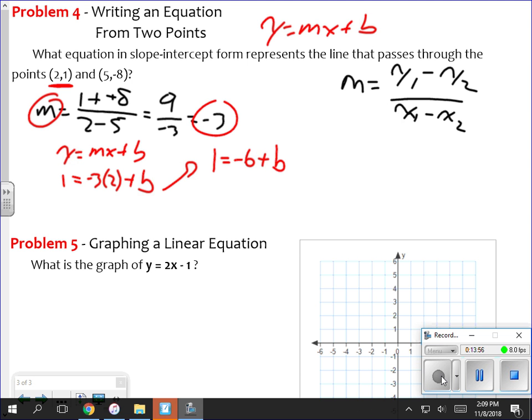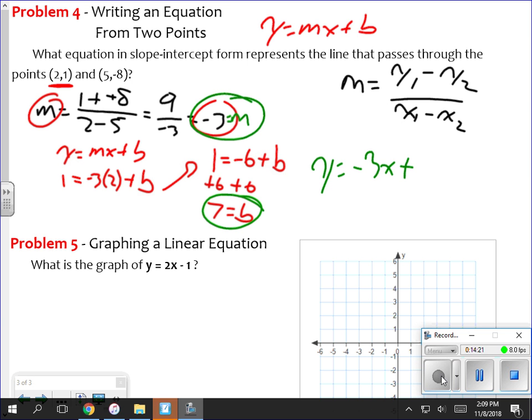How do I solve for b? I add 6 to both sides. 7 equals b. So I have my b, and I have my m. Now I can write my equation. y equals negative 3x plus 7.